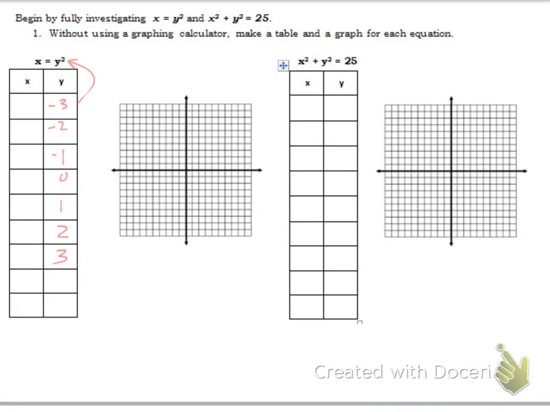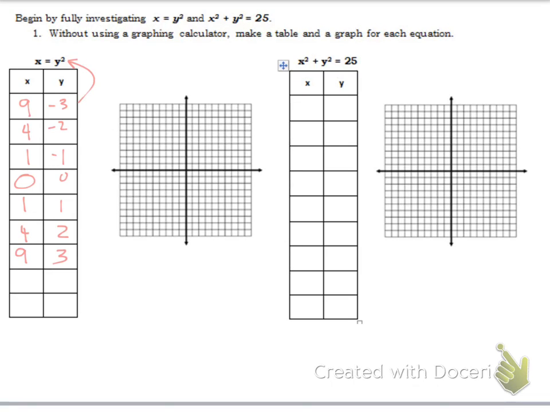So when I plug -3 in, -3 squared gets me 9. -2 squared gets me 4. -1 times -1 is 1. 0 times 0 is 0. 1 times 1 is 1. 2 times 2 is 4. 3 times 3 is 9.